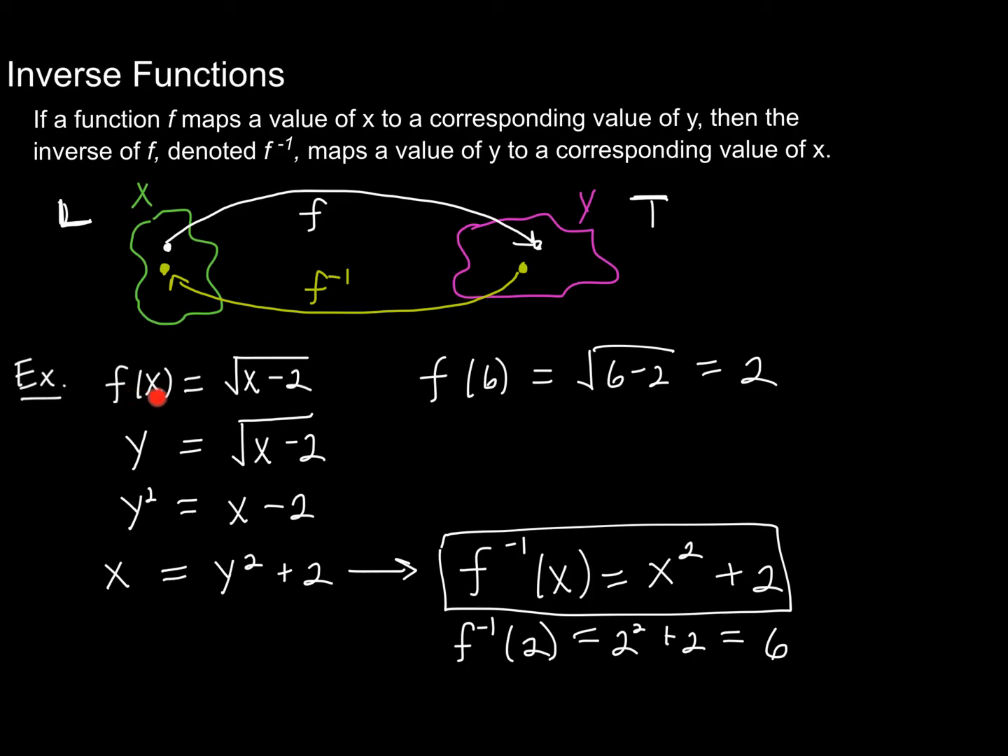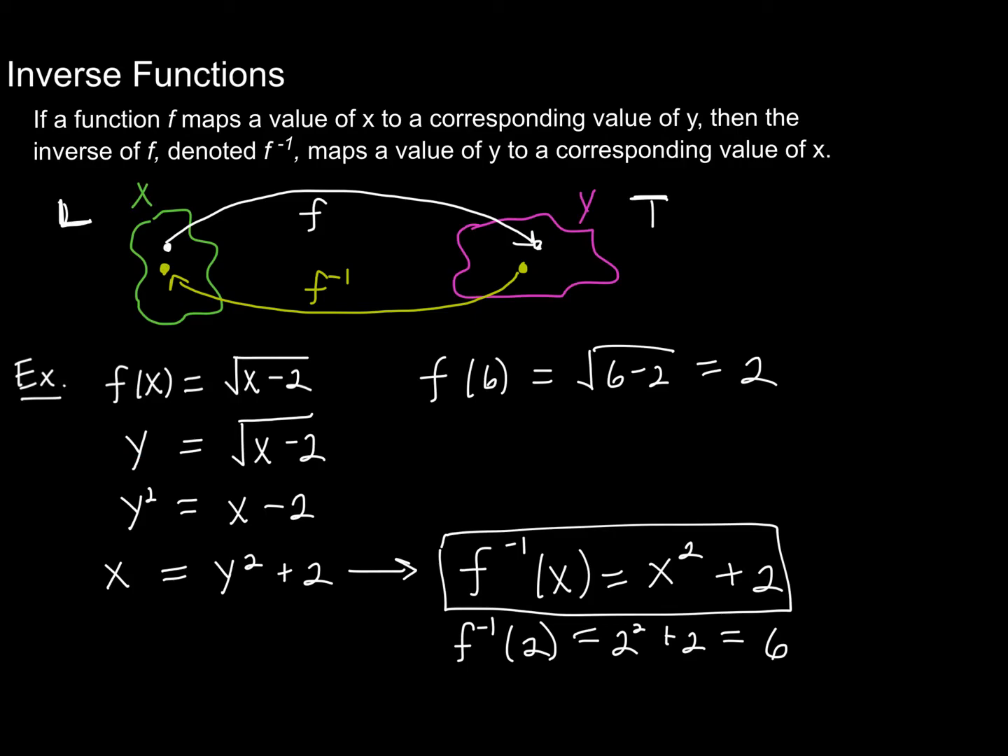Now, I want you to write down the process that we went through. Notice the first thing that we did, before we did any work on our paper, we asked ourselves, what should the inverse function be? What type of function? If we're dealing with a square root function, the inverse is going to be a square or a quadratic.